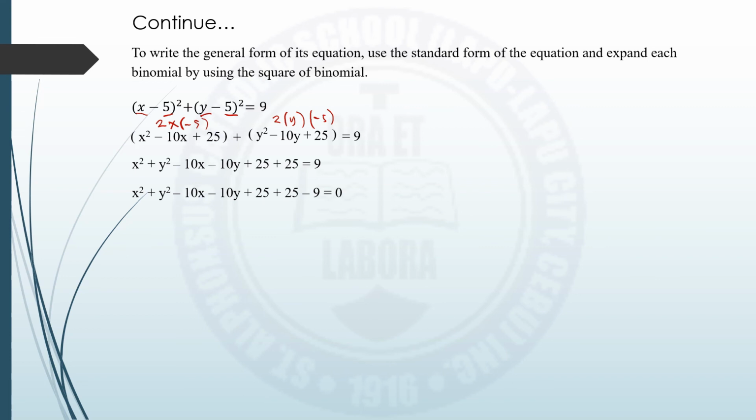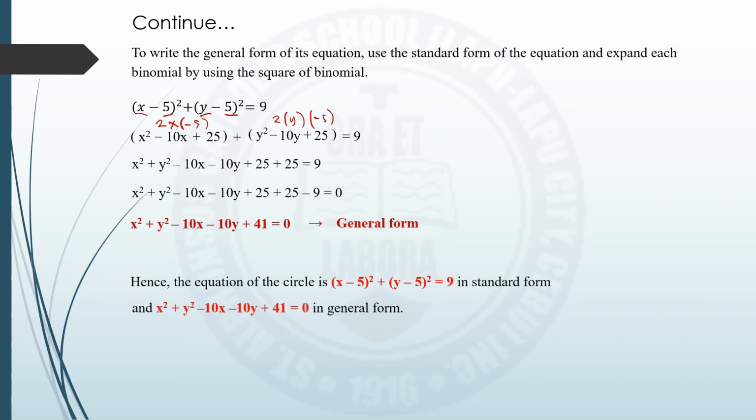9 equals 0. So 25 plus 25, the answer is 50. And 50 minus 9, the answer is 41. So the general form of the equation of the circle is x squared plus y squared minus 10x minus 10y plus 41 equals 0. Hence, the equation of the circle is x minus 5 squared plus y minus 5 squared equals 9 in standard form, and x squared plus y squared minus 10x minus 10y plus 41 equals 0 in general form.